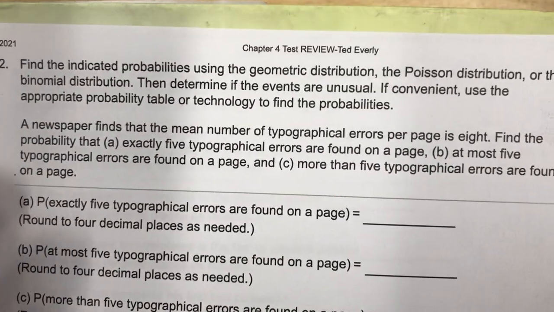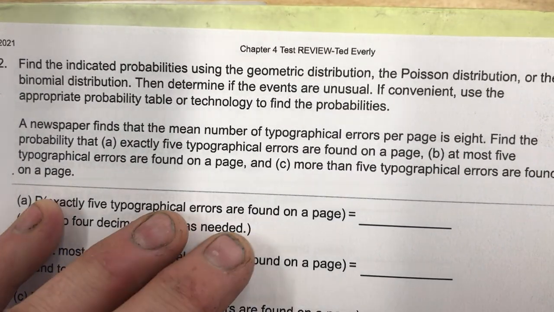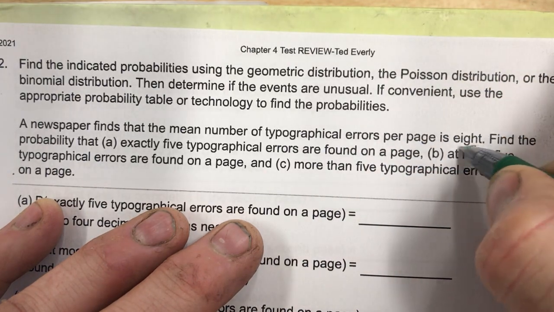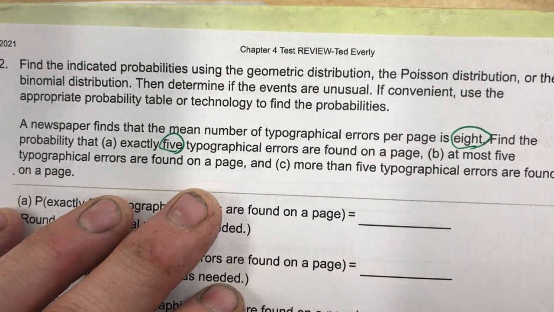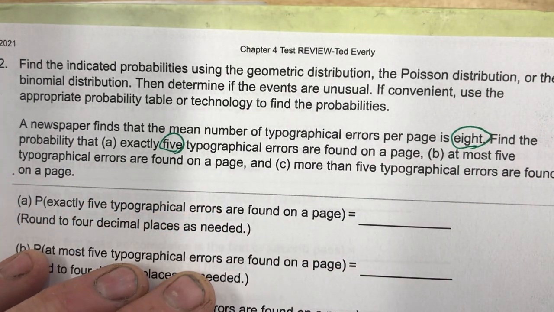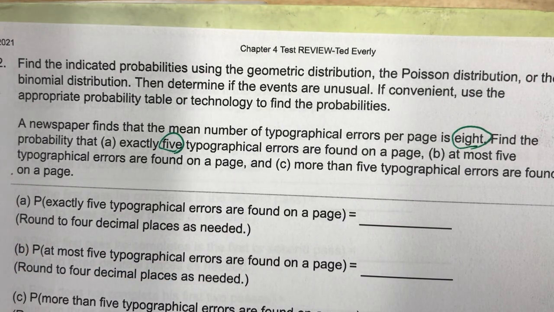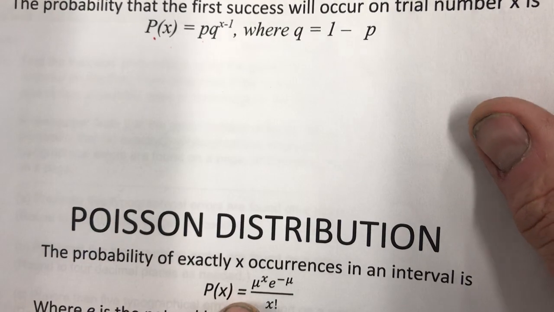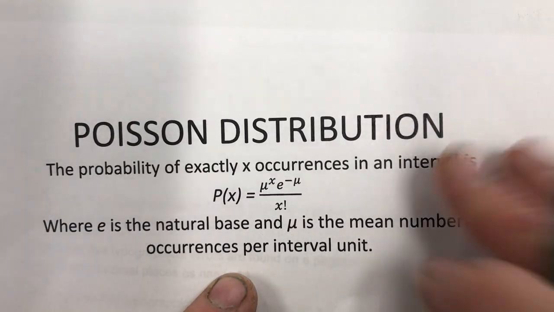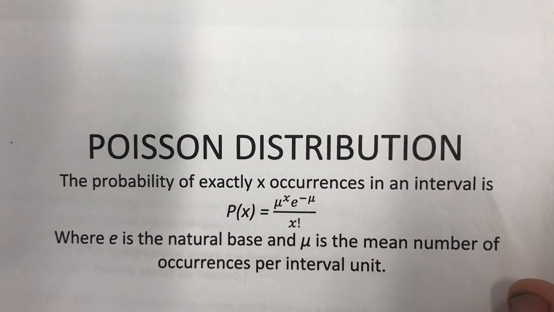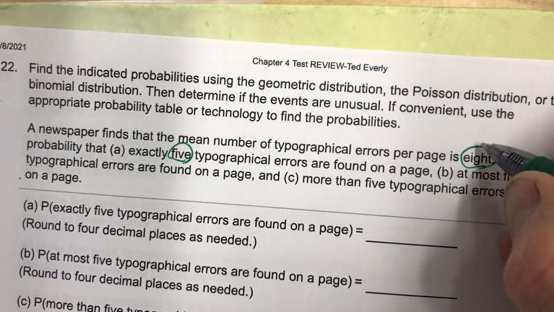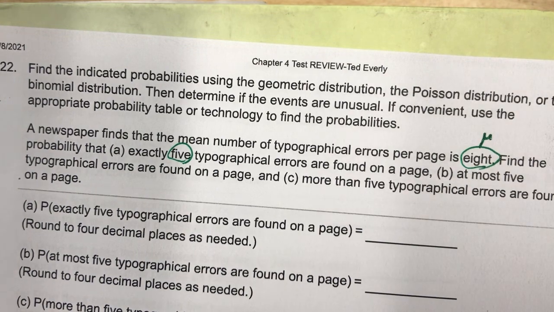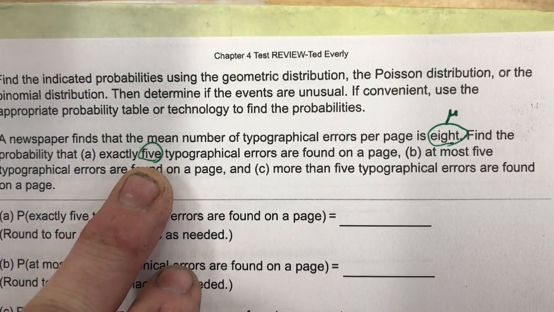All right, this is number 22. Newspaper finds that the mean number of typographical errors per page is 8. Find the probability that exactly 5 typographical errors are found on a page, and at most 5. All right, this is Poisson. There you go. This is Poisson again, because we normally have an average of something, and we want to see what the probability is if this happens. So normally, see, we have an average of 8. This is my mu right here. Okay, what's the probability that we have 5?